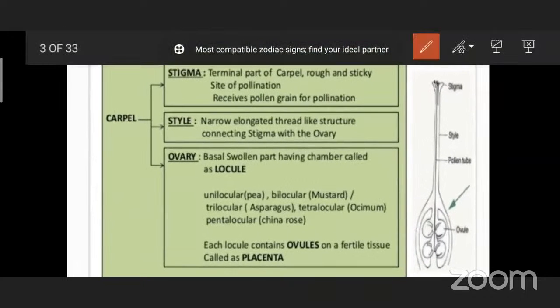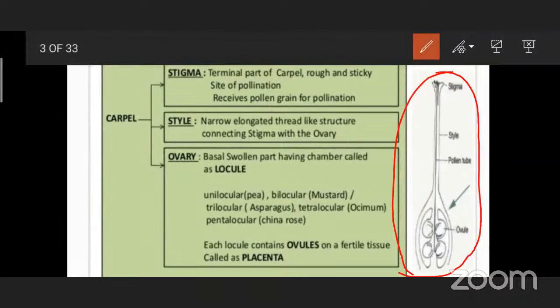See here, this is the pistil, the female reproductive organ. The carpel consists of three parts: first one stigma, second one style, third one ovary. This is the stigma. It is located on the terminal part of the carpel. The stigma may be rough and sticky in nature. It is the site of pollination. The stigma receives pollen grains for pollination.